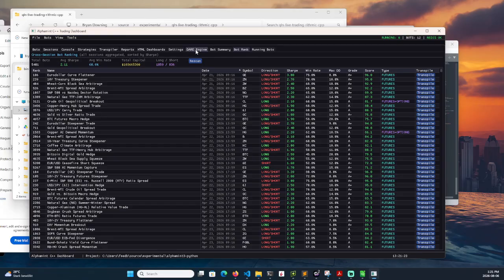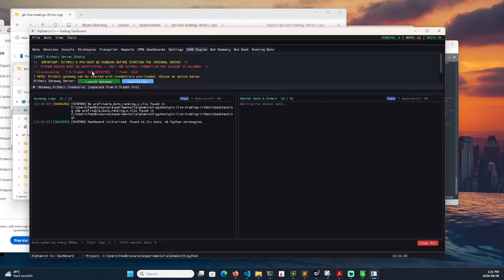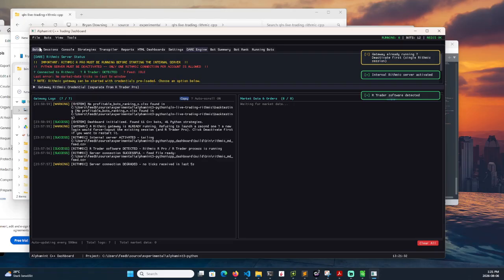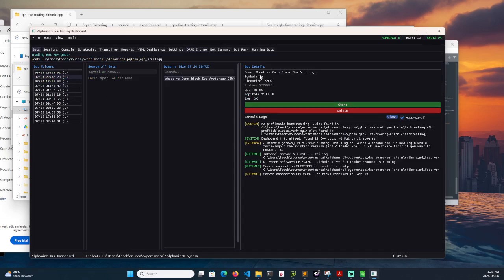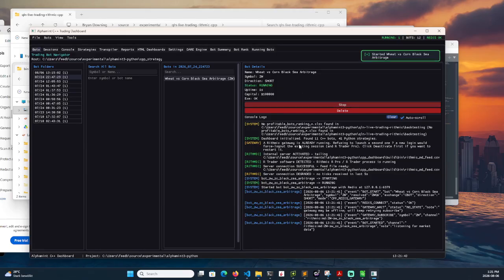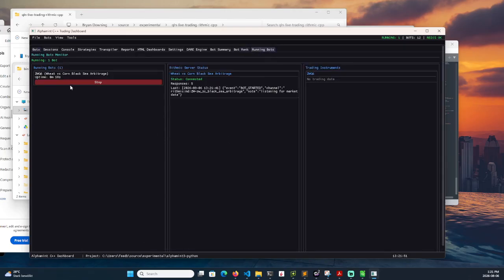So let's say if I get this thing running, launch the gateway, go back to the bot. Okay, so in here we have our bots. So let me say if I'm going to start this one, the wheat versus corn. So I start it. So here's all the signaling, all that stuff connecting in. Okay, and in here you can see I have here the running bots as well. So it's 5 responses, so it's not a very active forward contract. So these events would count up a lot.